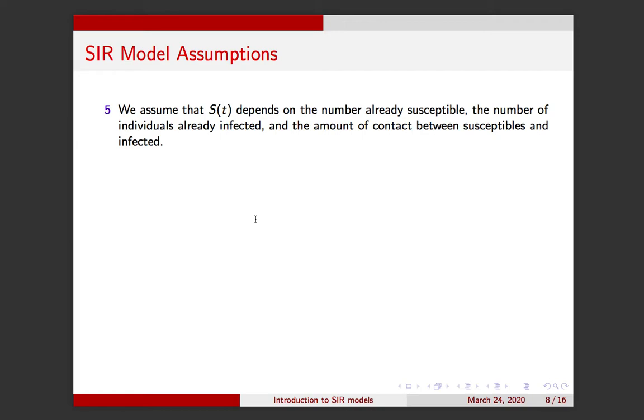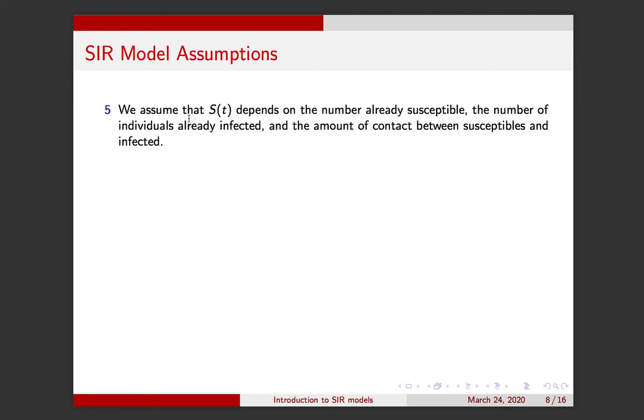So finally, we assume that the number of susceptibles on a given day depends on 3 things. It depends on the number of people in the susceptible group. So this variable S depends on itself on some level, right? Because the fewer susceptibles there are, perhaps the less likely you are to leave the susceptible group. If there's a small number of susceptibles, because there's a ton of recovered people, then you're not likely to run into an infected person. So anyway, the number of susceptibles depends on how many susceptibles there are.